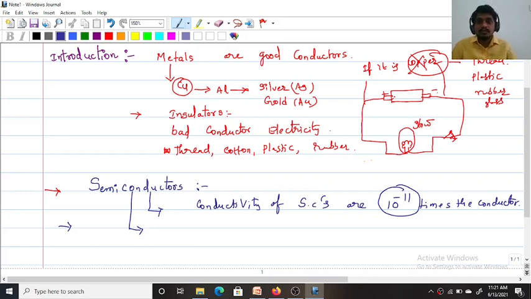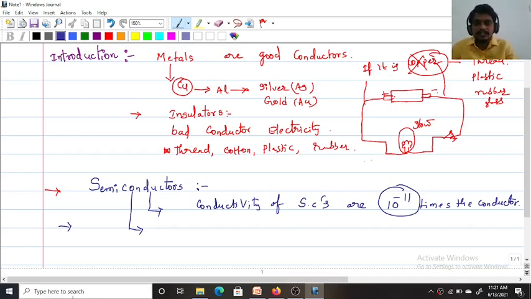So these semiconductors are very important and widely used in many of the modern day electronic components. Our entire life is revolving around these semiconductors only. So that is why this chapter is very important.